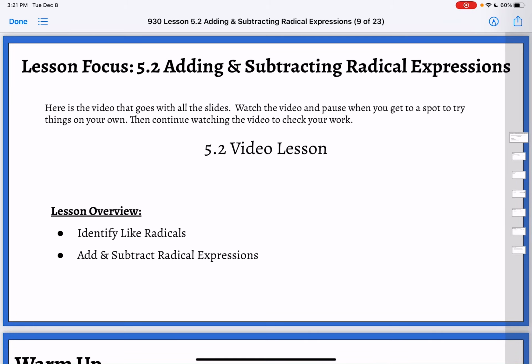Okay, our second lesson in Unit 5 for 9:30. So last lesson we talked about simplifying radicals when they were not perfect squares and what to do with all that. So today we're going to start our operations. We're going to talk about how you add and subtract radical expressions. And part of that is learning what things called like radicals are, in order to add or subtract those.